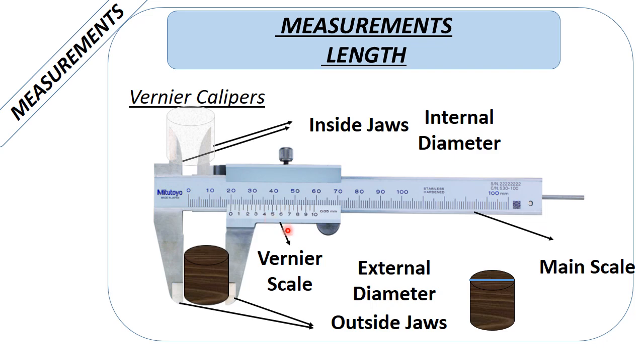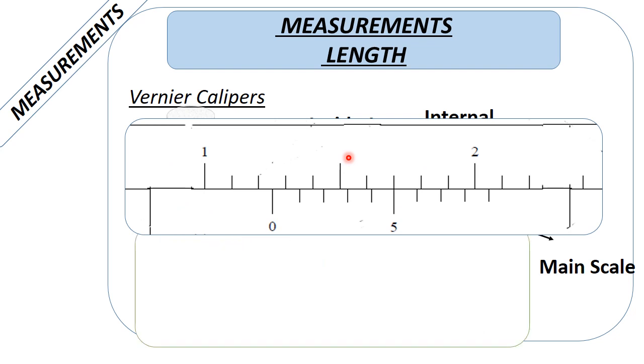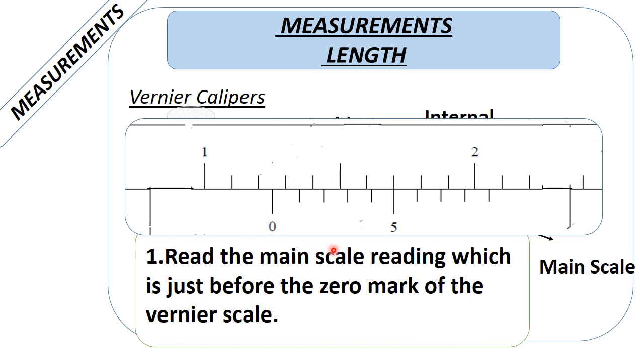So how do we get information from this? To understand how to do that, I'll zoom in a bit somewhere here. The reading on the bottom is the Vernier reading, and on top is the reading for the main scale. How do we read? There are two steps to take. The first one says, read the main scale reading just before the 0 mark of the Vernier scale. So you go to the Vernier scale, you go where the 0 mark is, which is here. Then the reading just before the 0 mark is the one that you are supposed to get. So the first step involves locating where the 0 is, going to the main scale, and identifying the value just before the 0. In this case, it's this.